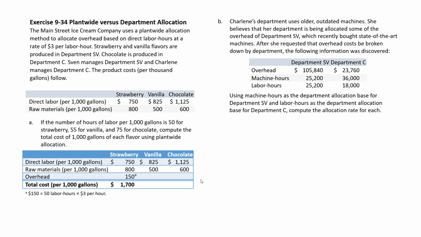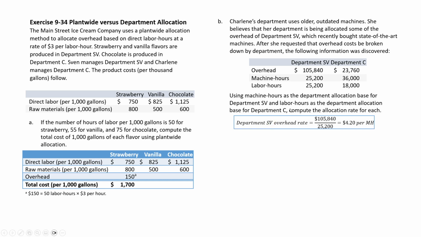So her assumption is that, with the driver being direct labor, she's likely getting allocated more overhead than she believes is correct. So we're going to take a look at this and say, what if we use departmental overhead rates, or separate overhead rates for the different departments? Because Department SV is more automated, we don't believe direct labor would be the activity driver. We believe machine hours would be. But since Department C has much more outdated, manual equipment, we're going to leave that with direct labor hours.